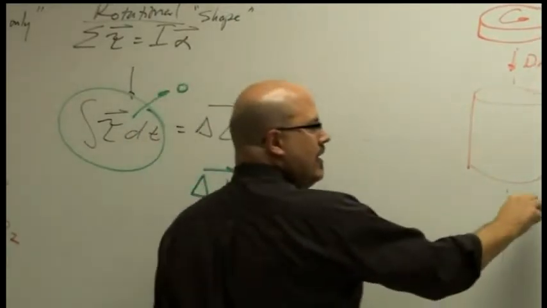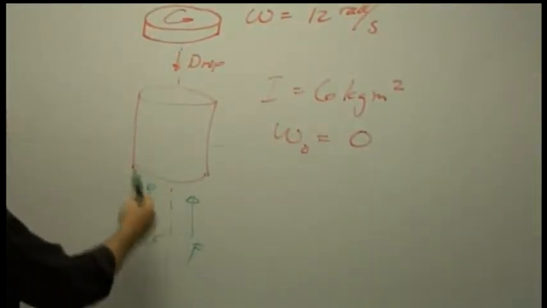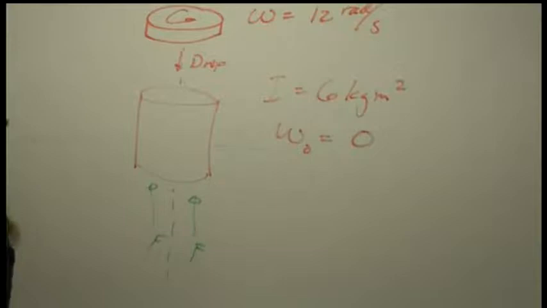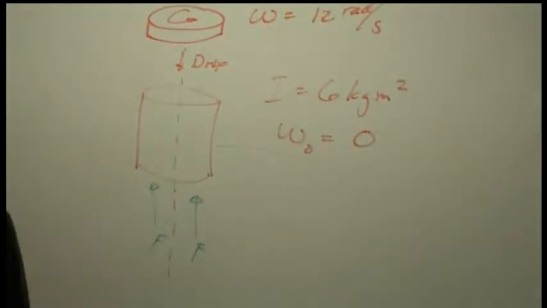Okay, here's another reason. The outside force holding this thing up is coming from the ground upward, and our pivot axis is right here. Notice that the force does not produce any torque.